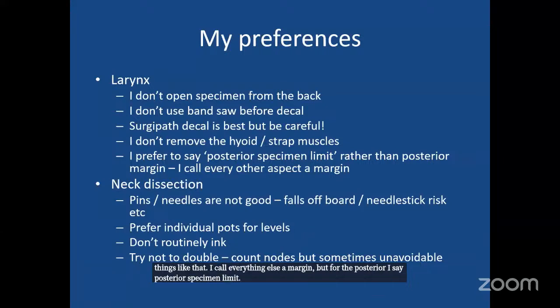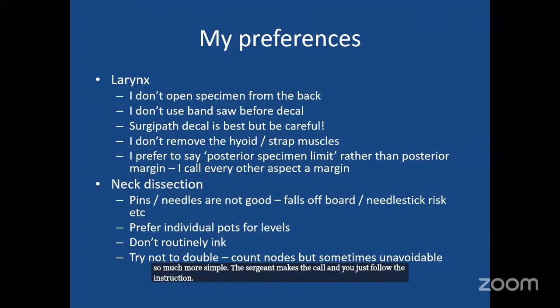For the neck dissections, pins and needles are no good for fixing a specimen onto board. It'll just fall off into the formalin and you'll lose the orientation, so discourage your surgeons from doing this, as well as the risk of needle stick. I prefer pots for the separate levels, just find it so much more simple. The surgeon makes the call and you just follow the instruction.